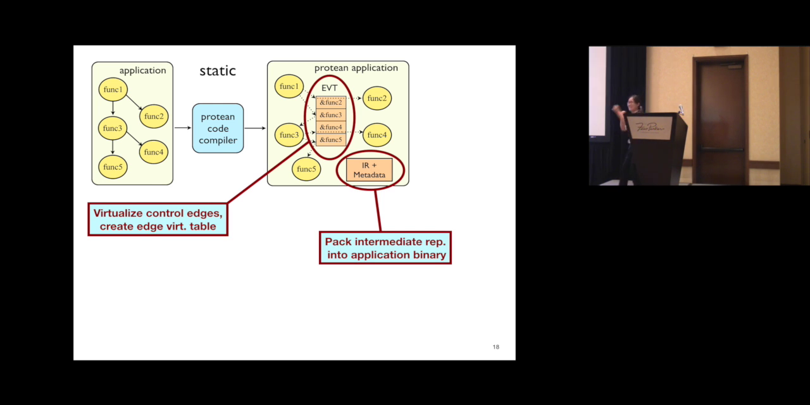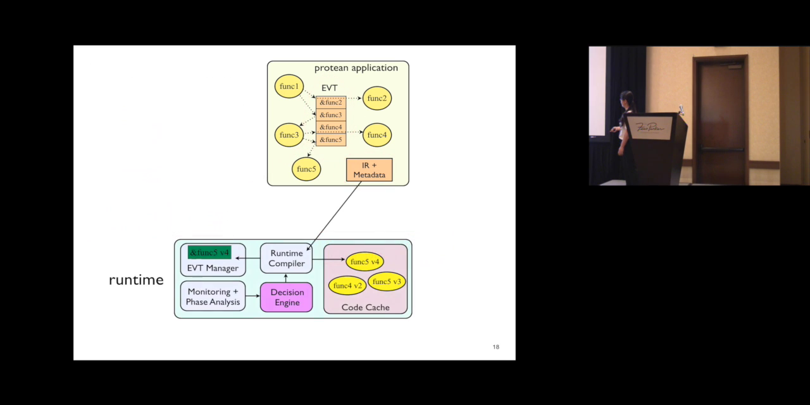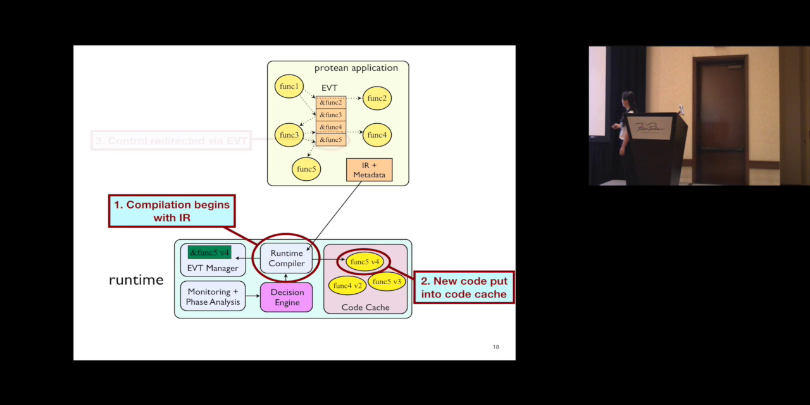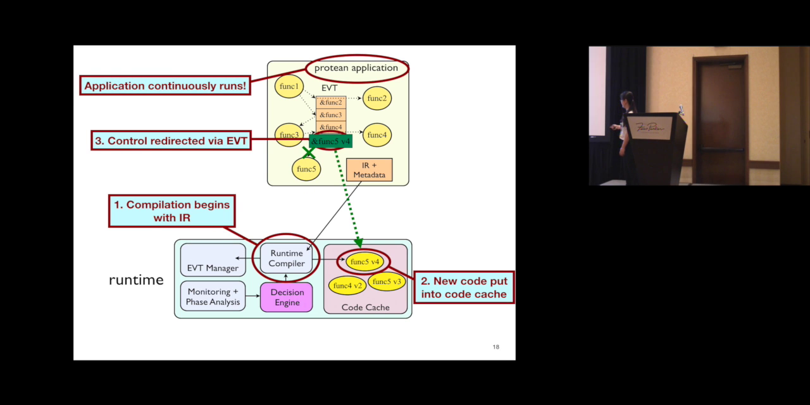But the basic idea is we virtualize the control edges and create this table. And in the runtime, the compilation will use the intermediate representation to recompile code, and it's going to put the new code into a code cache, and it's going to rewrite the EVT, the virtualization table, to tell the application, now I've finished the new compilation, and the code can be stitched in. This is the rewriting, so the application can run continuously at the same time.